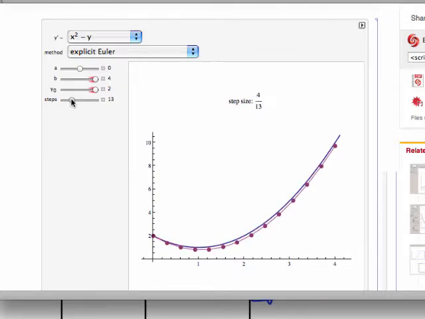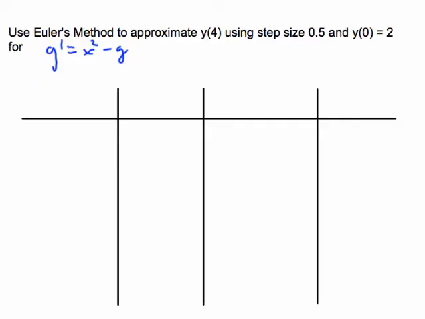So just to reinforce this concept, I'm going to do an approximation of y of 4 again, this time using 8 sub-intervals. Since I'm going from 0 to 4, my delta x is going to be half a unit. Same question. The only thing that's changing this time is that my step size is 0.5. My starting point and my differential equation are still the same.